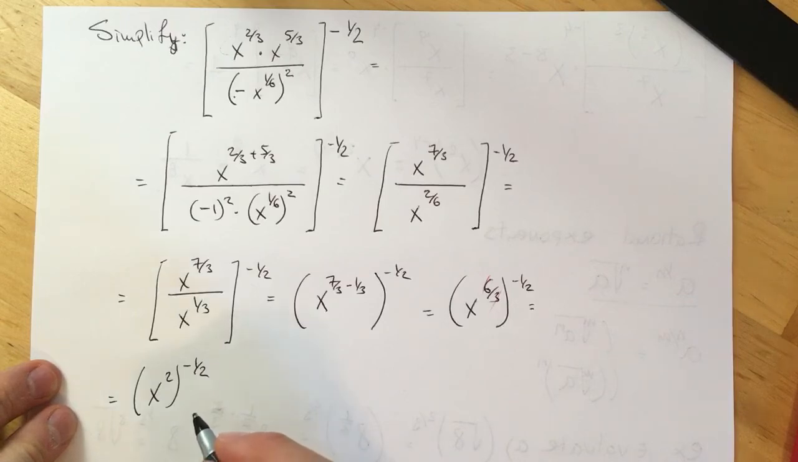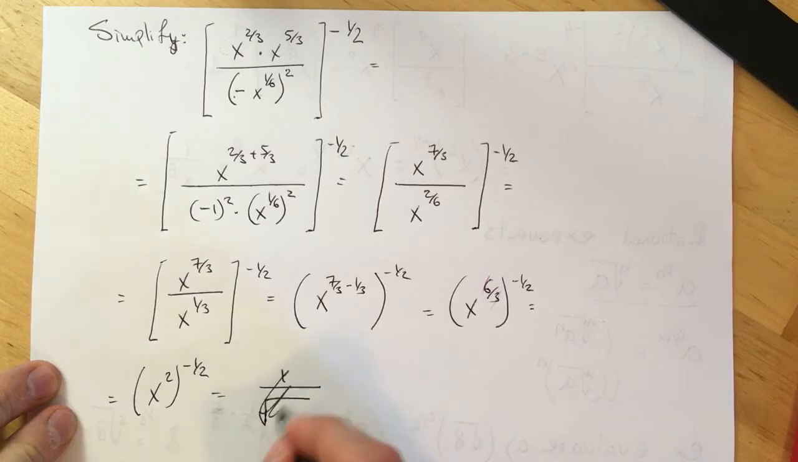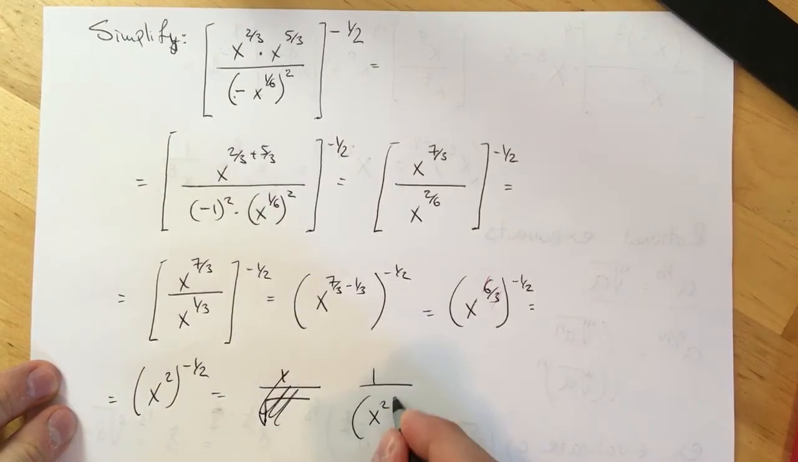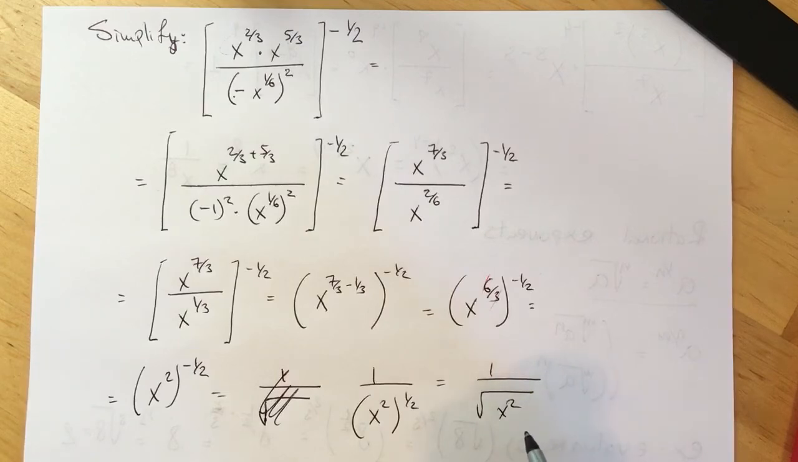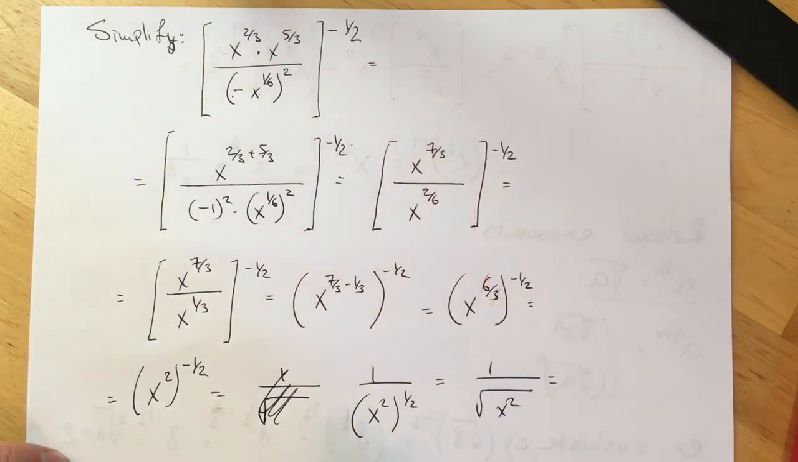Okay, and this is equal to 1 over x squared to power 1/2, which is nothing else but square root of x squared. And now square root of x squared, depending whether x was defined to be positive or negative, right? It's going to be absolute value of x.